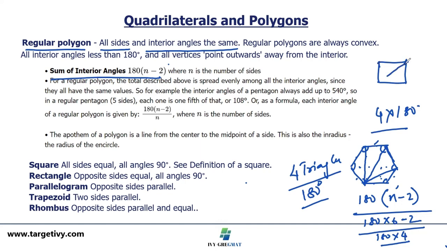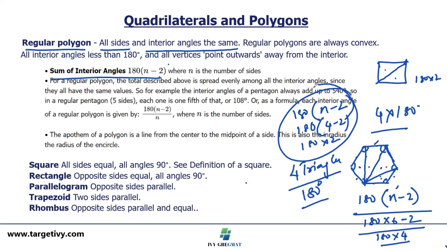Any polygon you take, a square, from one vertex there are 2 triangles. So the sum of interior angles is 180 into 2. Or if I put it this way, 180 into n minus 2, which is 180 into 4 minus 2, which is 180 into 2. The formula comes pretty handy.